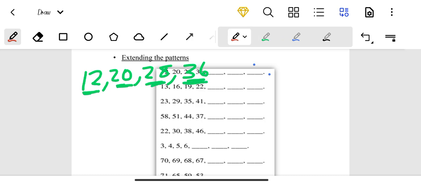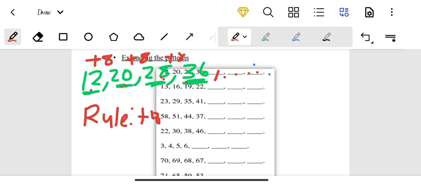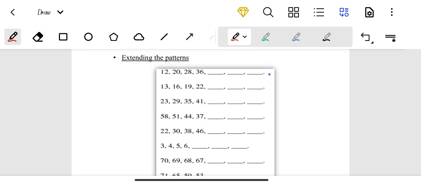So if you check what happened to 12 for you to get a 20, we add an 8. What happened to 20 for us to get 28? We added an 8. What happened to 28 for us to get 36? We add an 8. So for us to find the other terms, it means that we are supposed to use the rule of plus 8. Okay, so let me just remove this and then we determine the next.